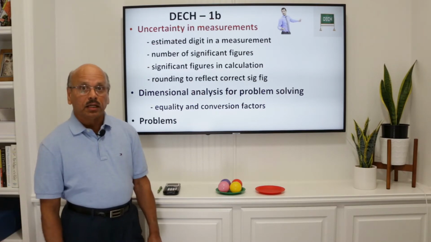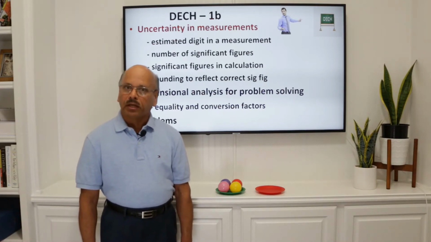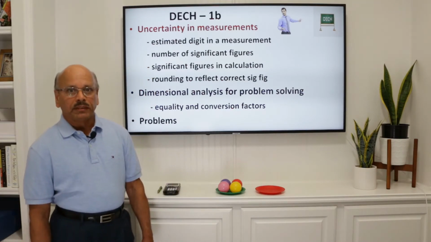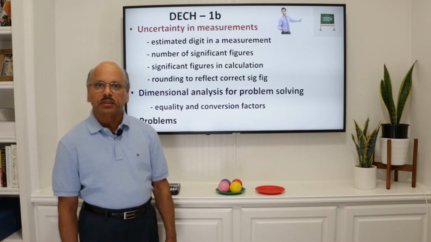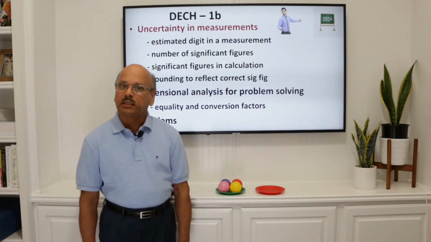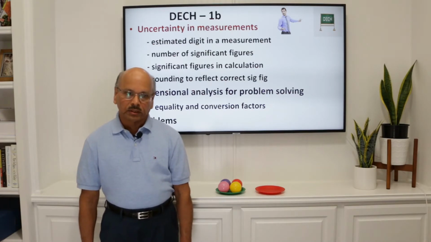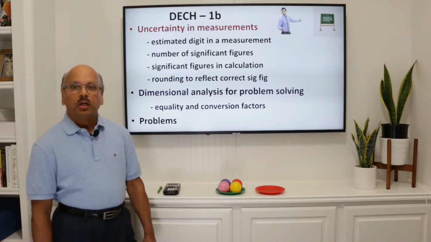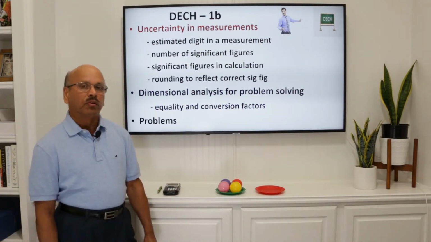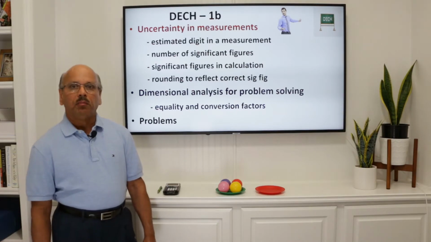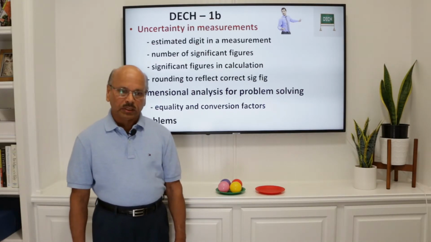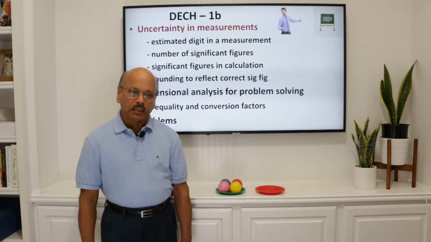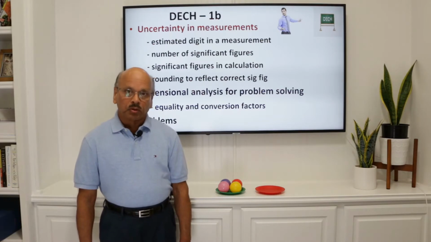In the last class, we discussed classification of matter, base units in the SI system, prefix multipliers, scientific notation for writing numbers, and different temperature scales and their interconversions. Today we will go over two of the most important concepts where students struggle, namely uncertainty in measurements and also dimensional analysis for problem solving.